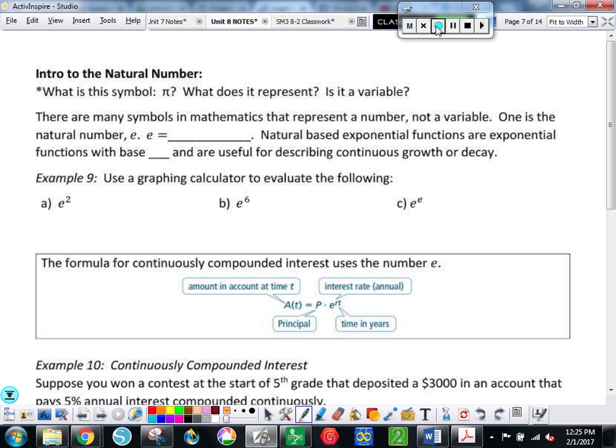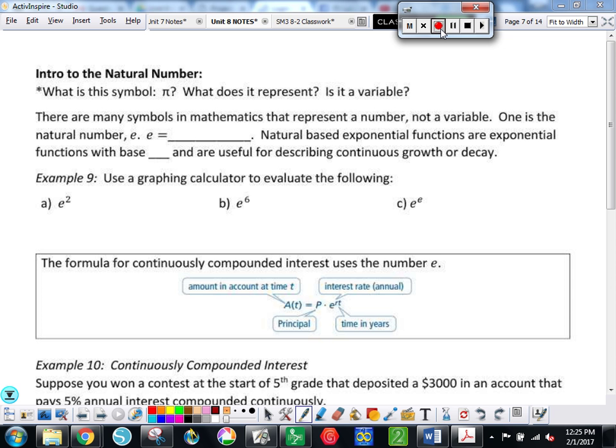Let's move on now. Now we're going to talk about the natural number.